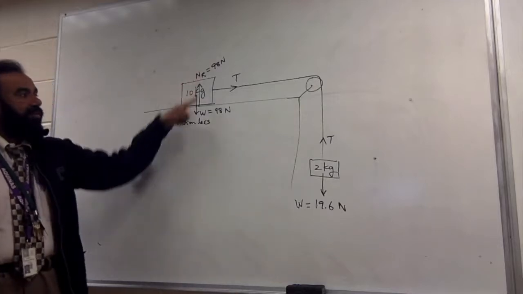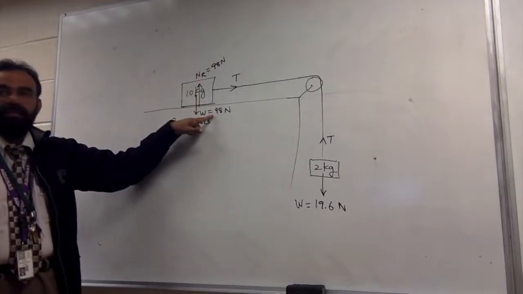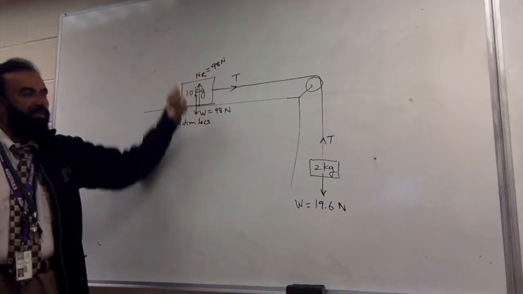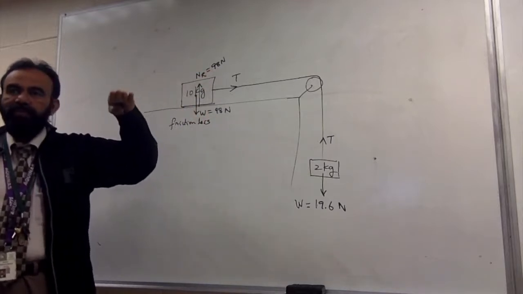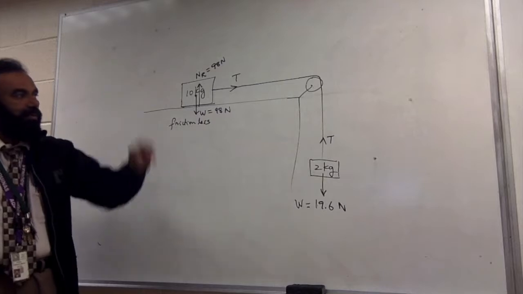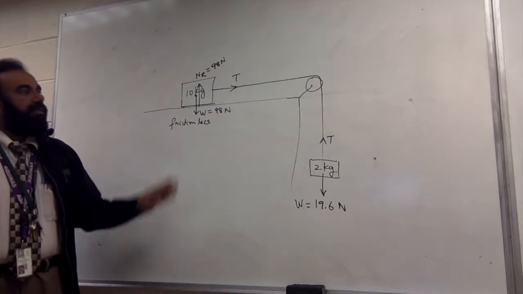So we already applied kind of Newton's first law right there. Why is this equal to this? Because it is vertically at rest. It's not moving vertically into the table or jumping out. So we have this.